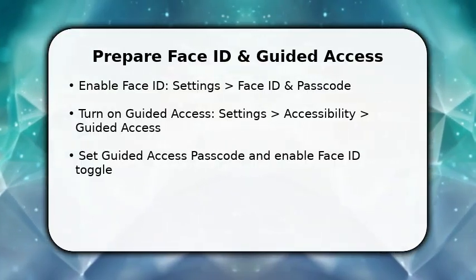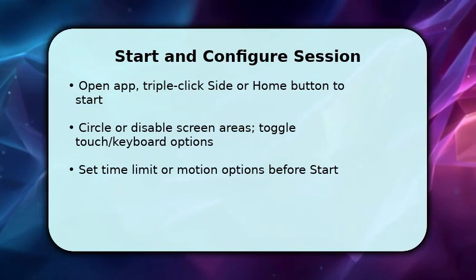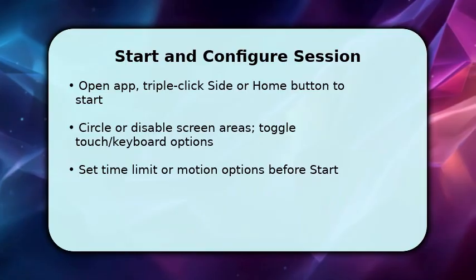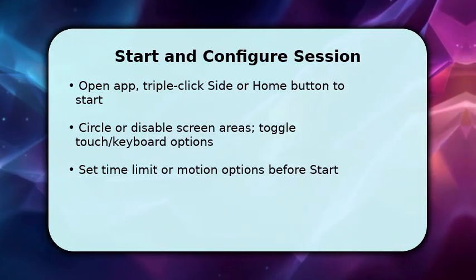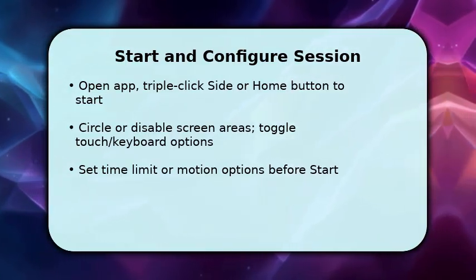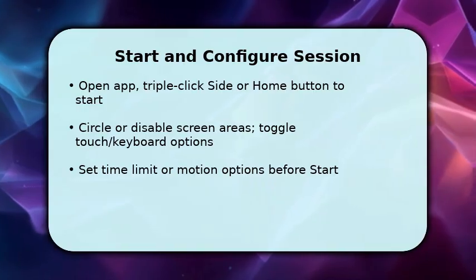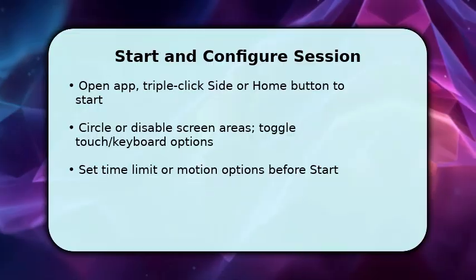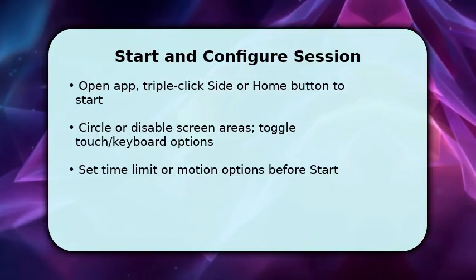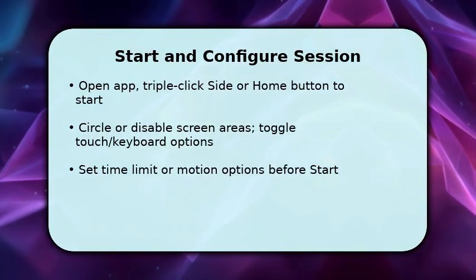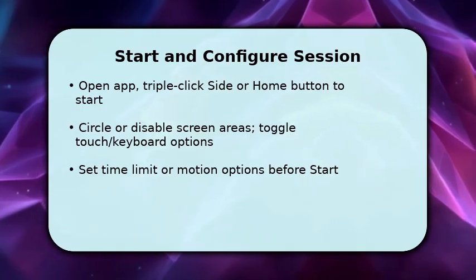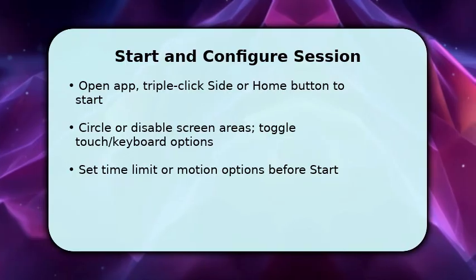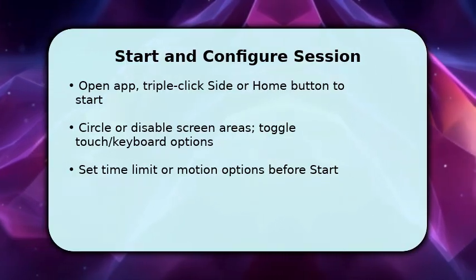They prevent accidental exit. Open the app you want to lock and triple-click the side or home button to begin guided access. You'll see options. Draw to circle areas you want to disable, and toggle touch, motion, or keyboards depending on the use case. These control how the app behaves. If you need a session limit, choose time limit and set the minutes. Tap Start to activate. Doing this ensures only intended controls remain usable, and Face ID will be ready to authenticate when you end the session.